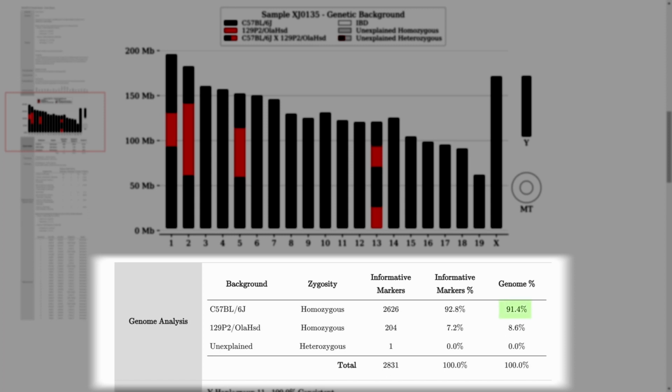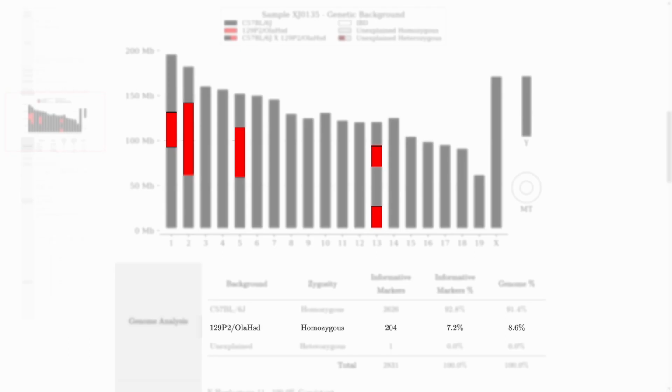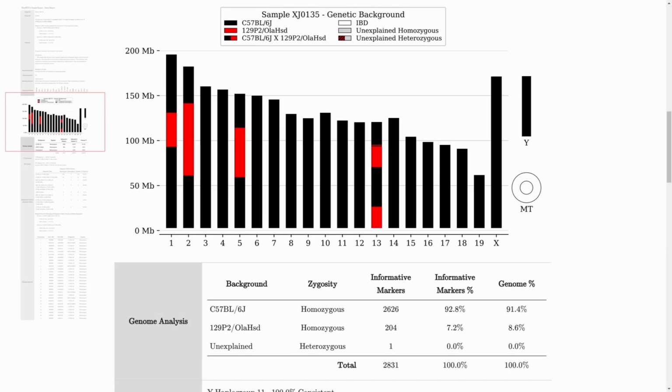The genome analysis summarizes the global genetic background. It shows the contribution of the primary, secondary, and unexplained backgrounds, each as a percentage of the genome. This global summary complements the local information shown in the ideogram. In this sample, the regions of secondary background, shown in red in chromosomes 1, 2, 5, and 13 in the ideogram, make up 8.6% of the mouse genome.